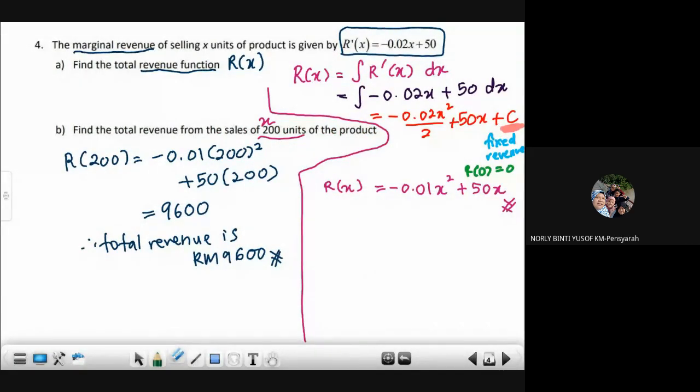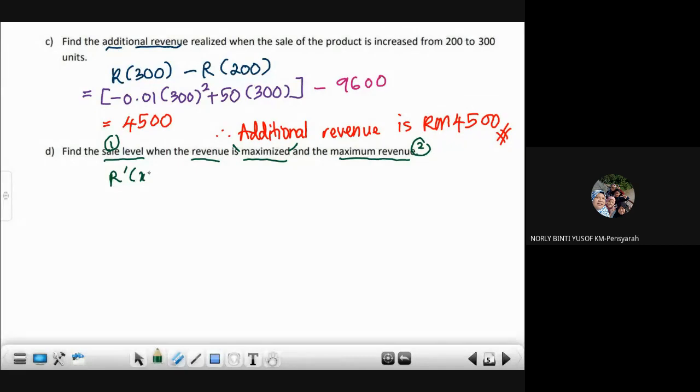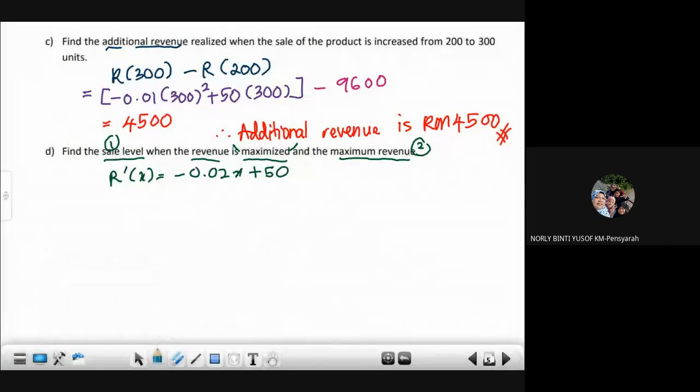Macam tadi, cost tu diberi. So you need to find the cost function, that C prime differentiation for the marginal kan, ni dah ada. So you punya R prime X tu dah ada in the equation given, negative 0.02x plus 50. What you need to do is, the concept is maximize. So means dalam kepala tu ingat macam stationary point kan, you punya differentiation equals to 0. So R prime X will be equals to 0.